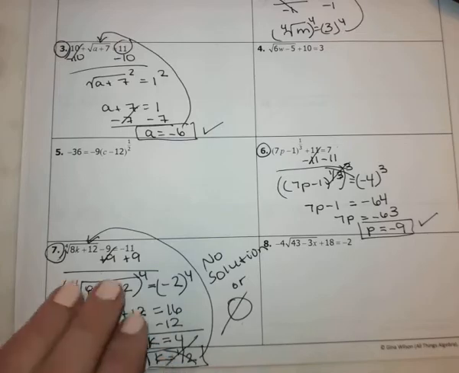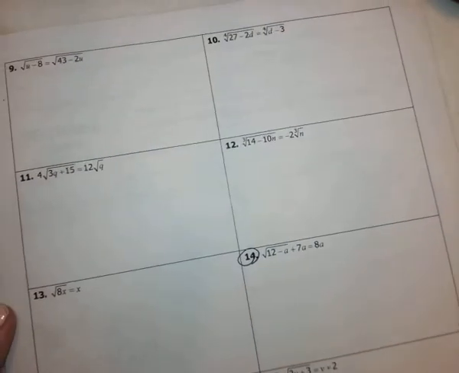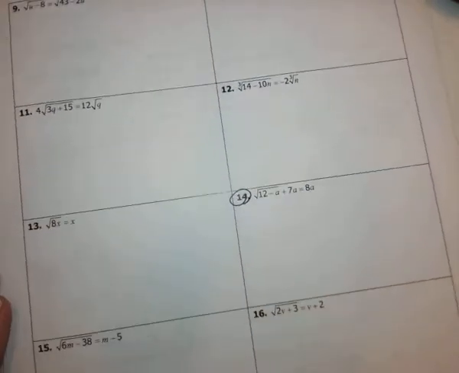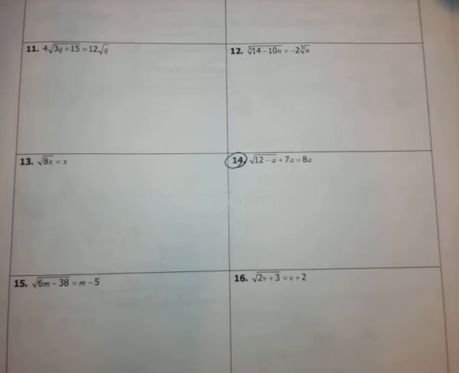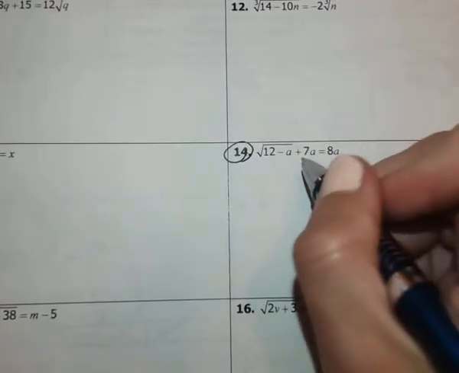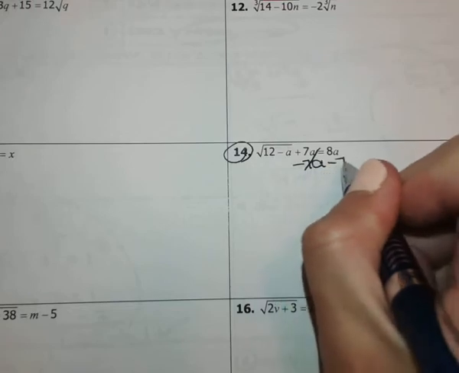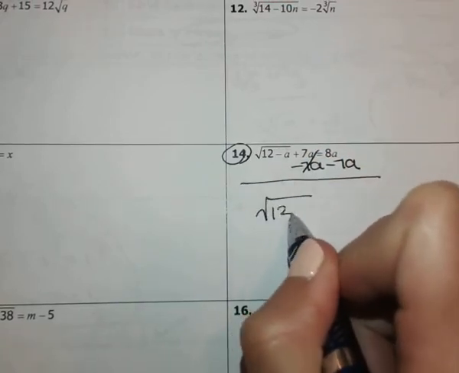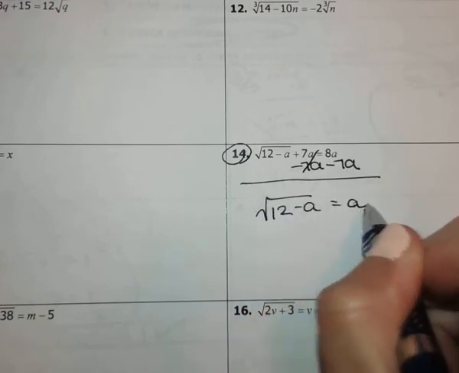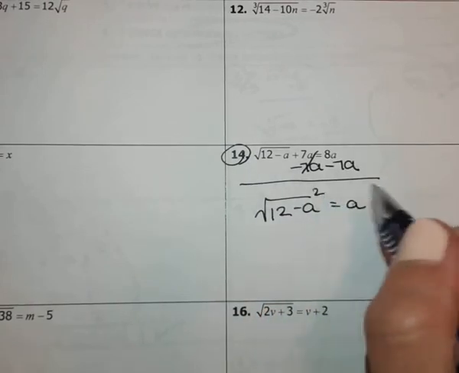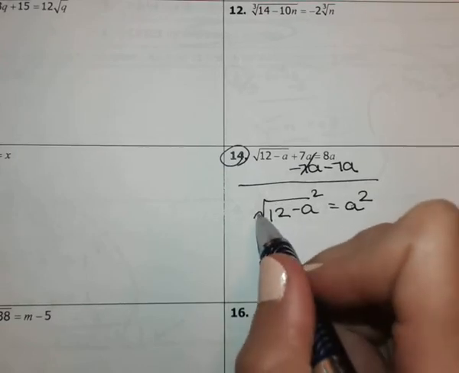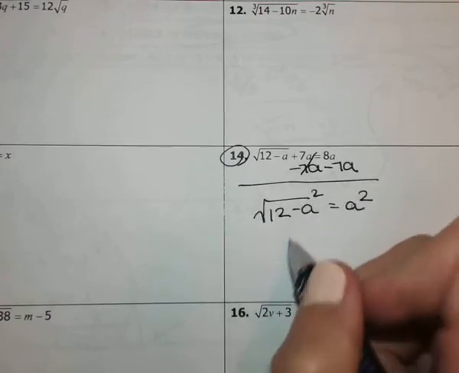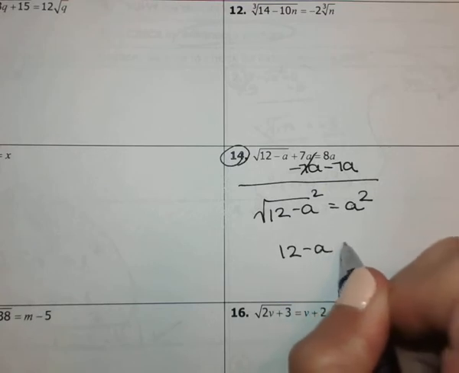So let's jump to the back. Let's look at number 14. I like number 14 because you do have to factor. So let me zoom in. Step 1, isolate your square root. Step 2, raise everything to the power of the index. The square root and the square cancel each other out. So you're left with what's underneath, 12 minus a.